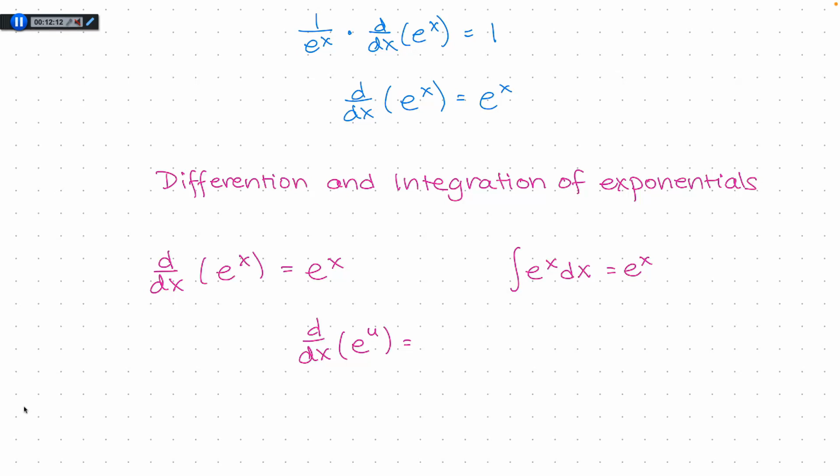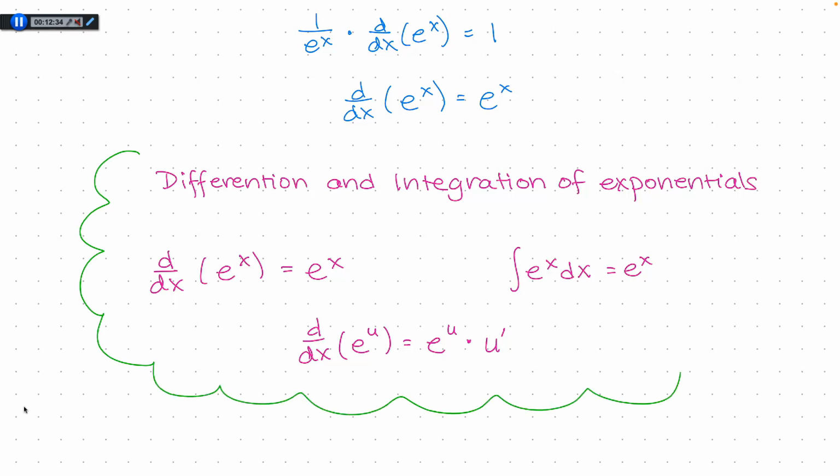Exactly. E to the u. Remember, take the derivative. In this case, the outside is like our exponential, and then our inside function is the exponent, so we have to multiply by the derivative of the inside function. So that one may be a little weird. And that's it. Those are our formulas for today. Now we're just going to do lots of problems to practice.